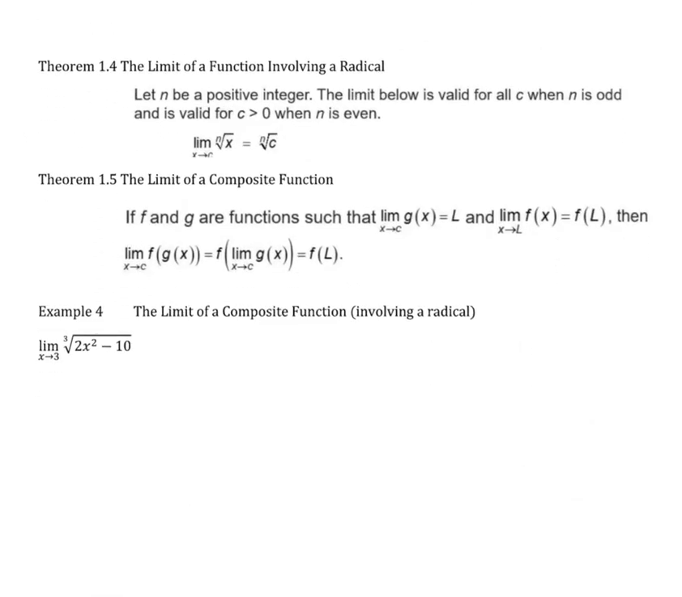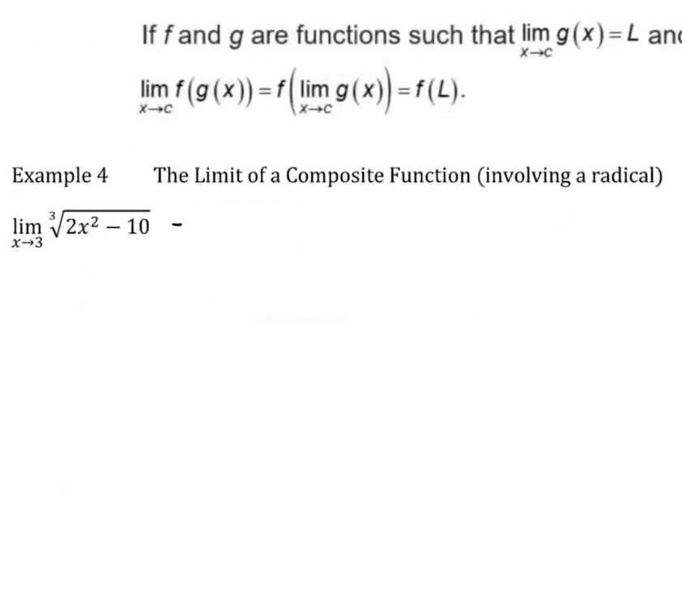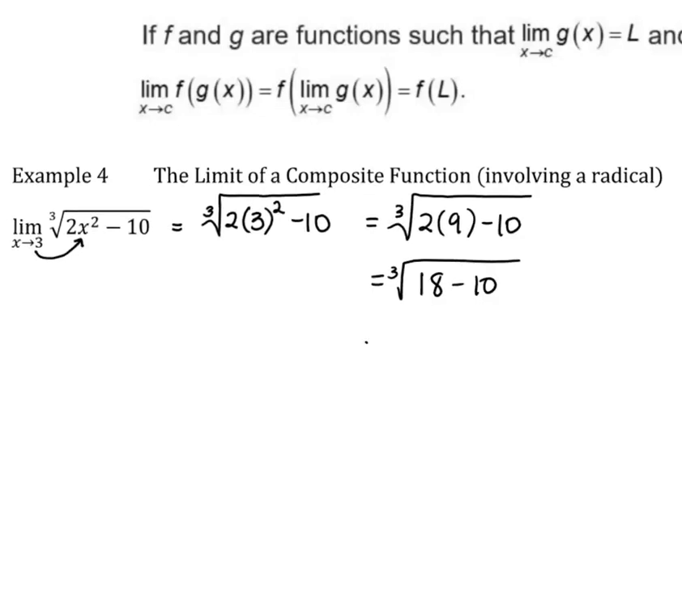The next two theorems tell us how we can use direct substitution for a radical function or for a composite function. It's the same concept as before. As long as we're not getting any domain issues, we're able to come in and apply direct substitution. So let's look at example 4. I'm going to be coming into this radical composite expression, and I'm going to substitute in 3 for x because I'm interested in what's happening as x approaches 3. So I'm going to be replacing the x in this expression with 3. And the cube root of 8 is equal to 2.